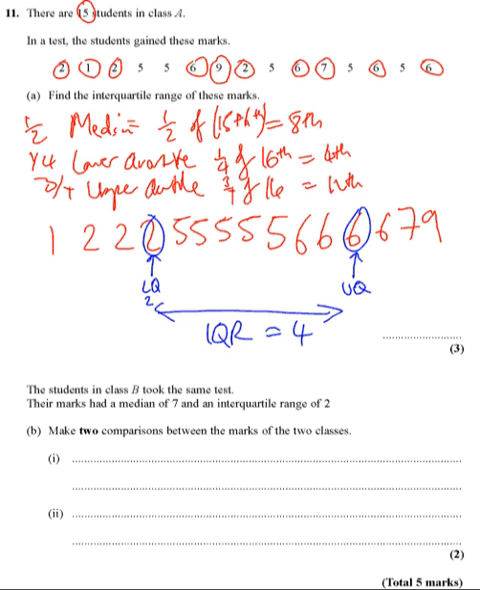So upper quartile, three-quarter value is 6. Lower quartile, quarter value is 2. Difference between them, interquartile range, 4. Then it says the students in class B took the same test, and it's a good job we did the whole thing because now we can see the median. The median in this case was the 8th value, and that's the median, which is 5.